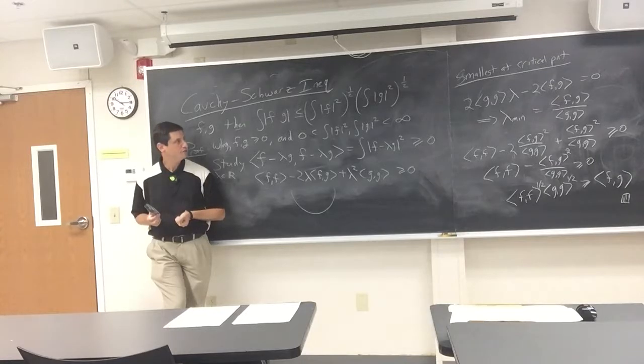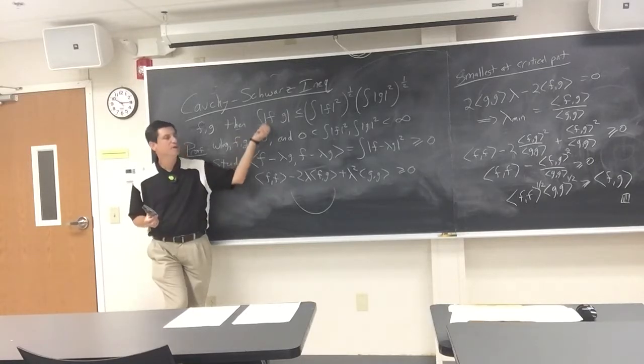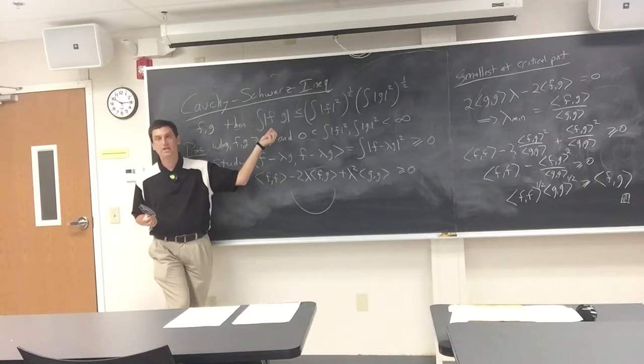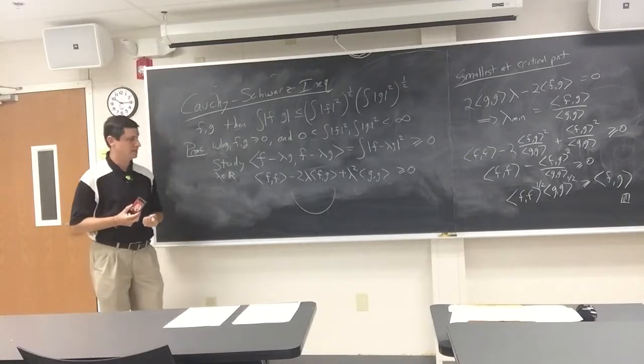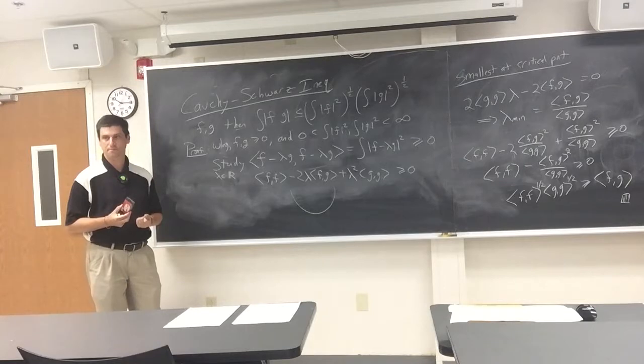So with a little bit of work, as a nice exercise, you can prove that the only way you have equality is if f equals g almost everywhere, or f is the same fixed multiple of g almost everywhere. If they differ in any place, something's going to go wrong.